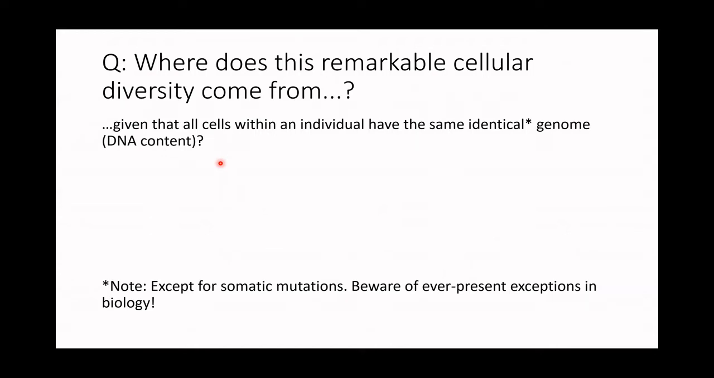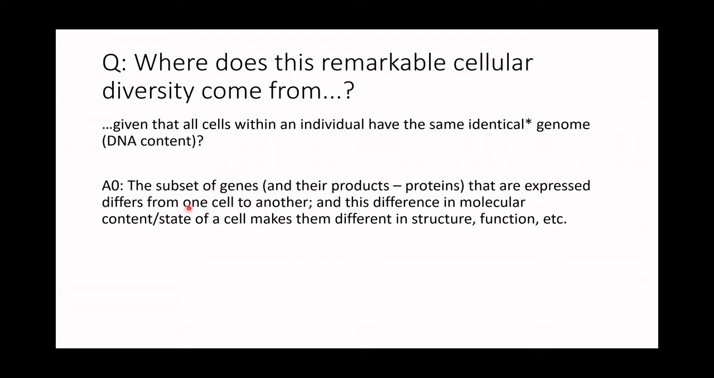And the answer is actually quite simple. It's very perplexing that the cells all look very, very different. So that's amazing. But then the answer is quite simple in the sense that the subset of genes, so in our human body, for instance, we have 20,000 genes roughly, and then they all code into 20,000 corresponding proteins, let's say, but not all the genes and proteins are active in all the cells. If that were the case, then all the cells would look identical, right?